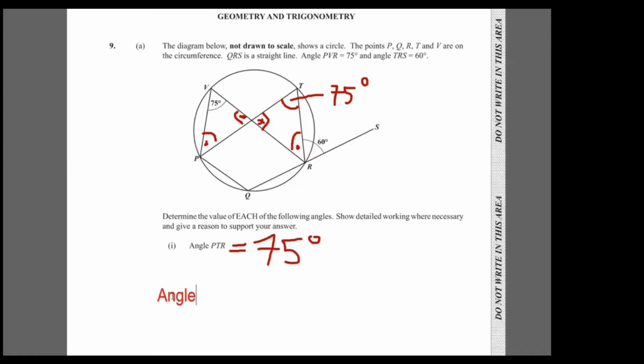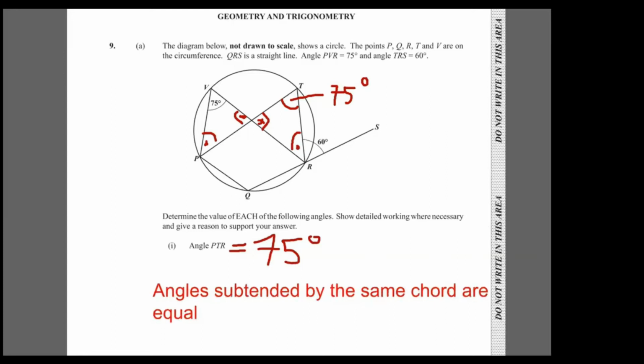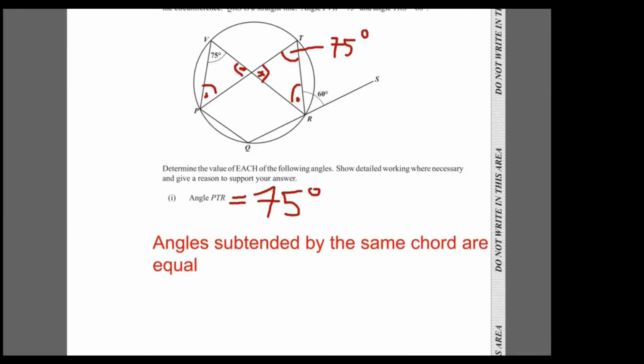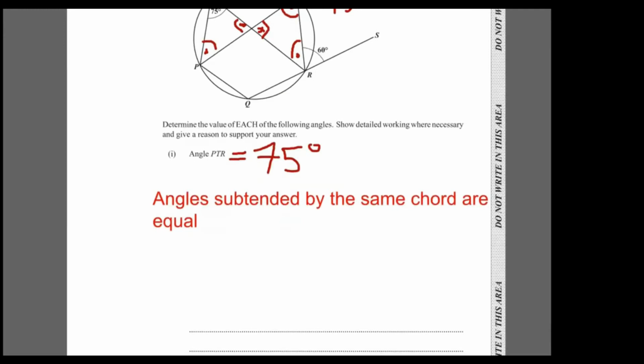Angles subtended by, subtended just means formed. Angles formed from or by the same chord are equal. So that's a 75, nice and easy. All right, so that's that reason. Let's look at what they want next.